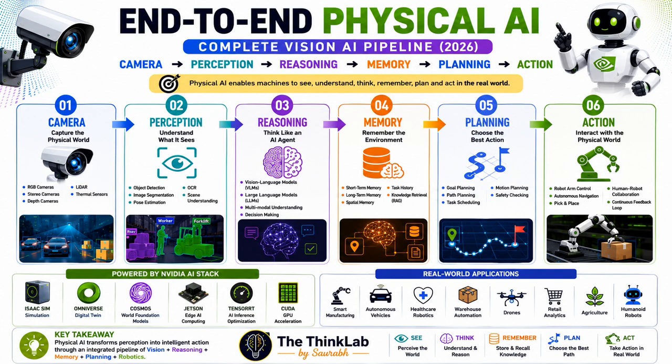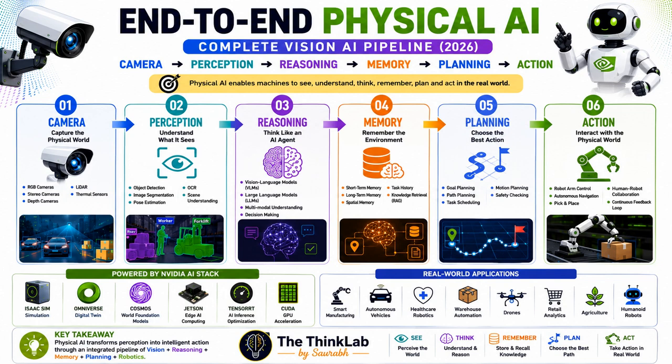Think about a warehouse robot. It doesn't simply identify a box, it decides which box to pick. It remembers where they are located. It also plans the safest path, right? Then it moves its robotic arm and completes the task. That entire process is called the physical AI pipeline, right? So let's understand every stage. There are several steps, and we will discuss them one by one.